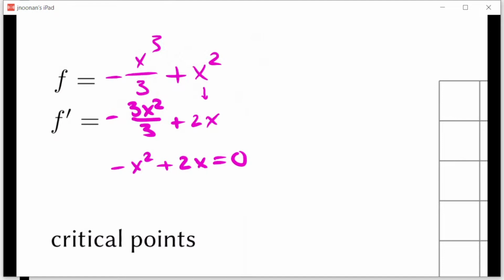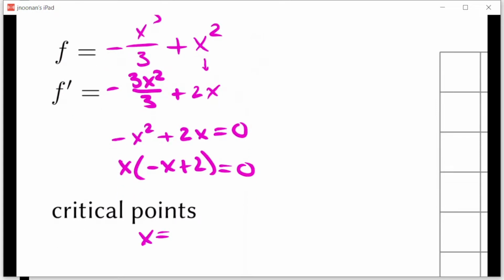All right, Colton, what did you do? I got 0 and 2. Okay, 0. How did you do that? I factored out an x. Okay, very good. And I got negative x plus 2. That's exactly right. Okay, so x equals 0 and x equals 2.